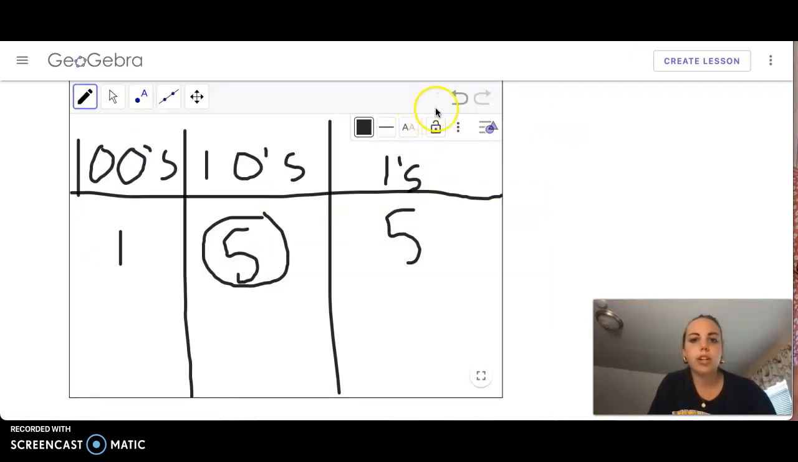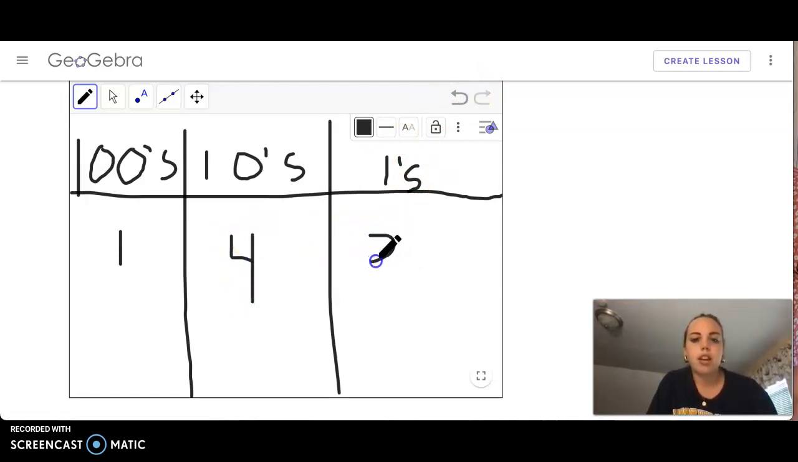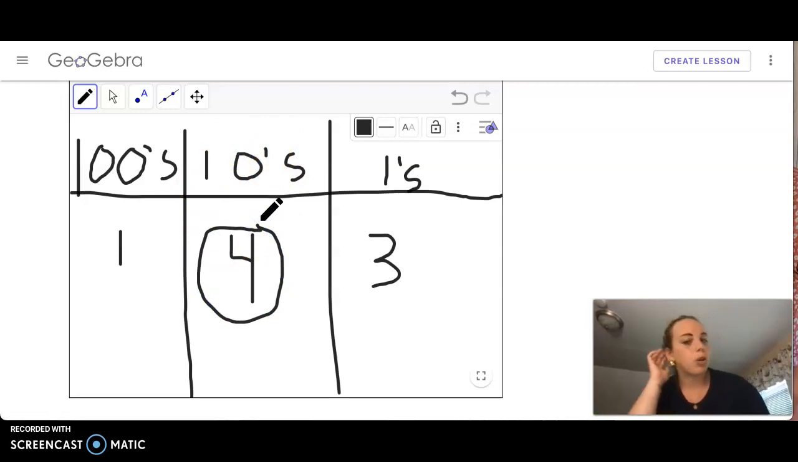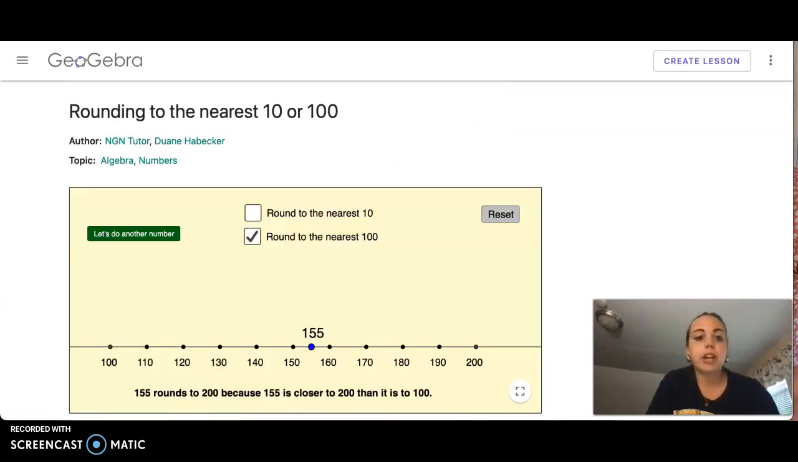Alright, now let's look at one more example. We're going to do 143. Now remember what I said. It might be tricky for you guys at first because you're going to want to look at the ones place since we just did the nearest 10. But remember, since we're rounding to the nearest 100, we want to look at the number directly to the right, which is the tens place. And in this case, it's the number 4. So remember what I said before. 4 or below, we are going to let that number go, and we are going to keep that number the same. So let's plug in 143 right here.